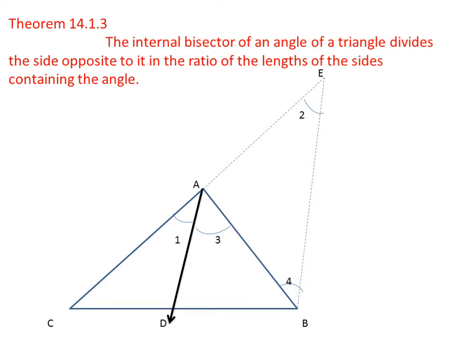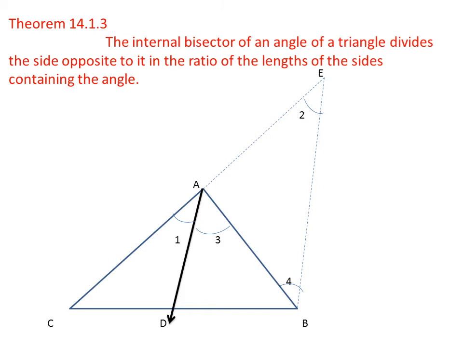You can see a triangle on your screen. The bisector of angle A divides the side BC at point D. We have to prove that BD ratio DC is equal to AB ratio AC.